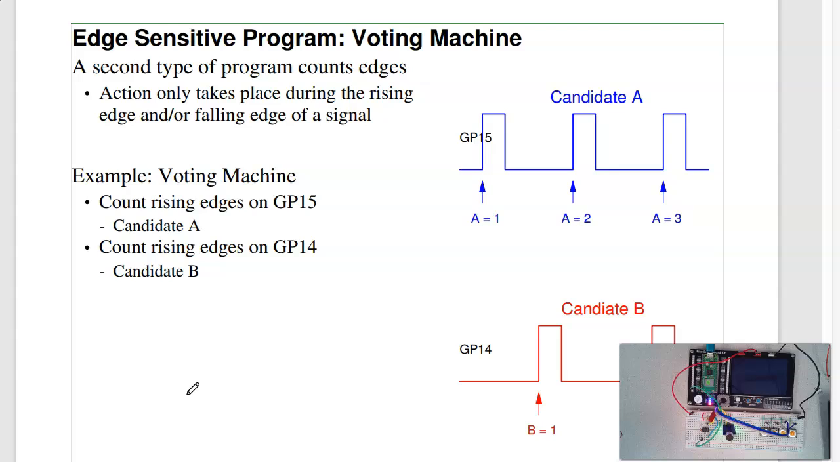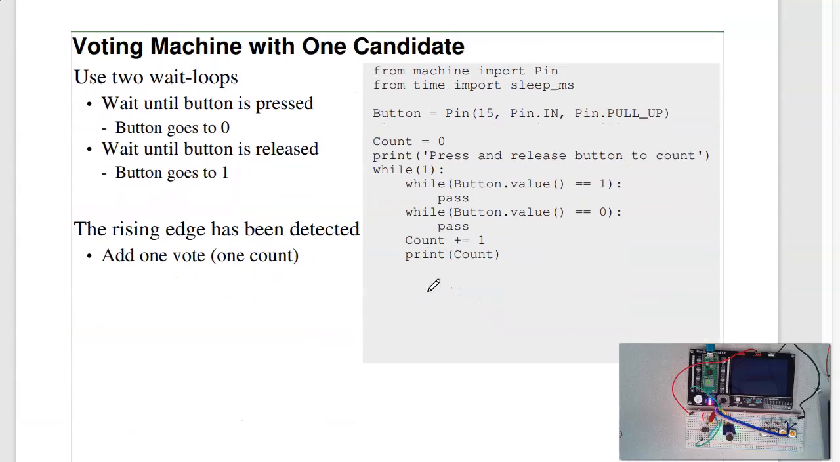That'd be like a voting machine. I've got 3 people or 2 people running for election. As I hit a button, I want to record the button push. So I could take actions on the rising edge or falling edge, either one. If I pick the rising edges, rising edge on GP15, vote for A. Rising edge on GP14, vote for B.